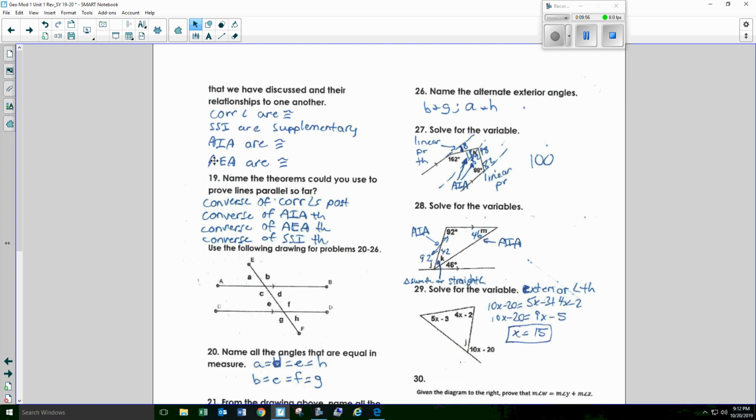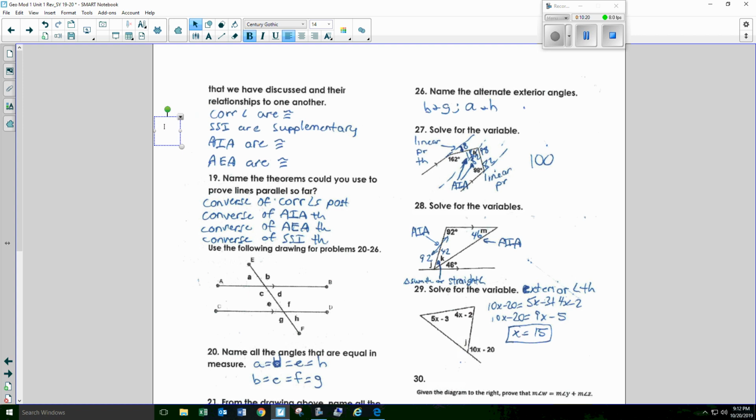Remember, the word alternate means diagonal. Interior is inside the parallel lines. Exterior, outside the parallel lines. Remember, the only ones that are supplementary are the ones that have the S's in them already. Same side interior. Remember, in the worksheet we worked on, they call them consecutive interior. So consecutive interior or same side interior angles, same thing.